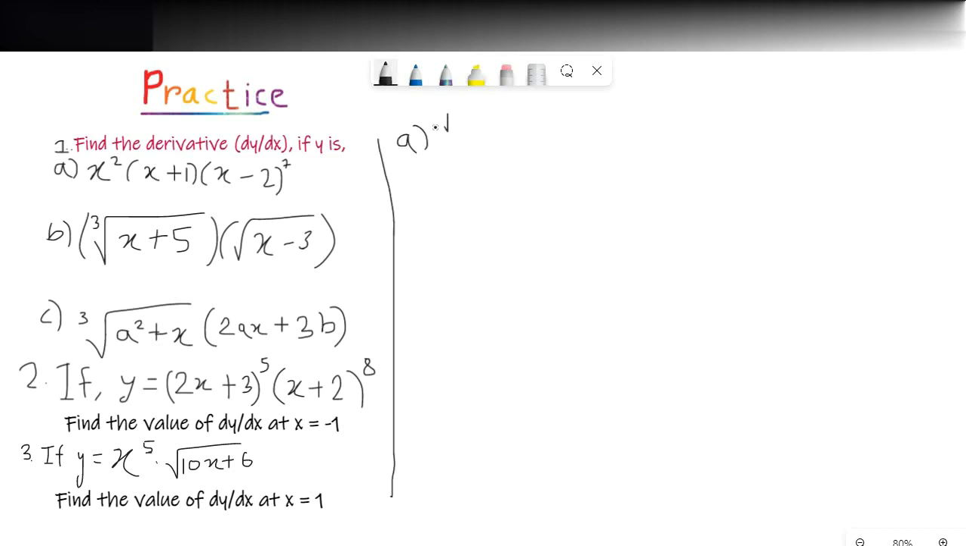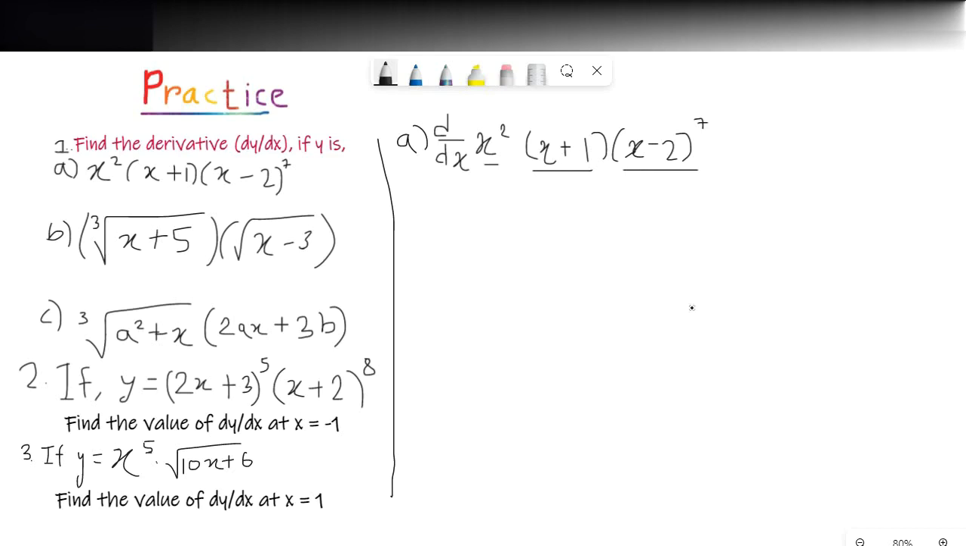For number A, we have d dx of x squared multiplied with x plus 1 multiplied with x minus 2 whole to the power 7. So at first glance you might say, okay, there are three terms in this question which are x squared, x plus 1 and x minus 2 whole to the power 7. So how am I supposed to use the product rule? Because the product rule essentially consists of only two functions multiplied with each other.